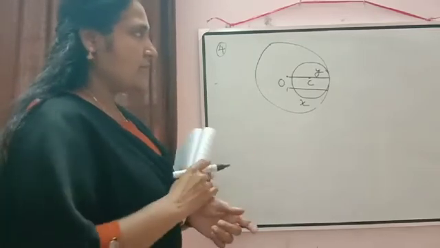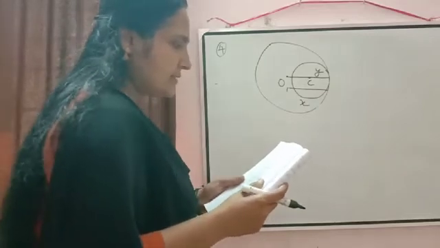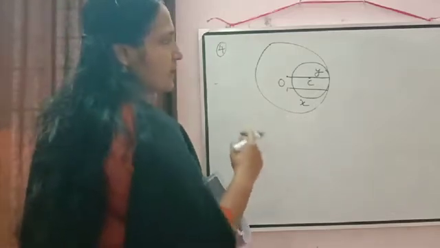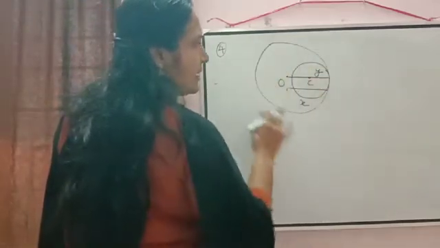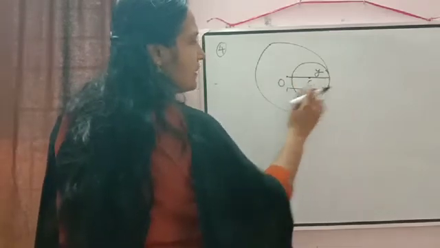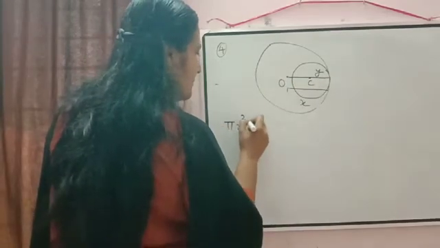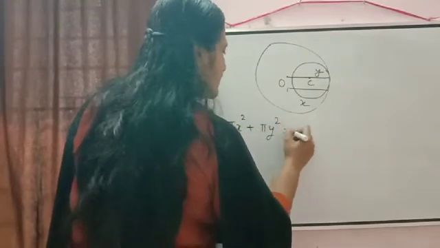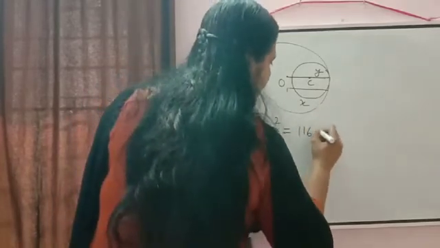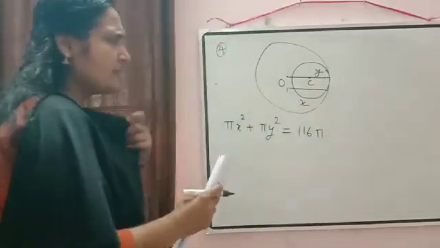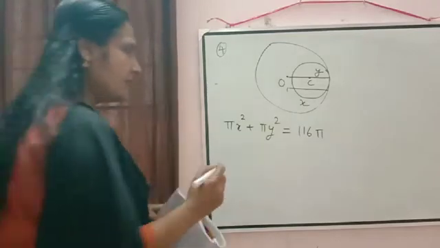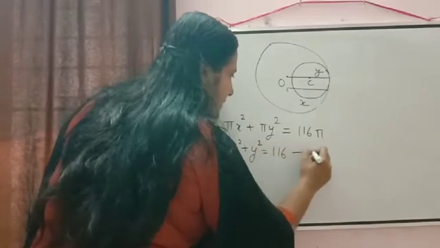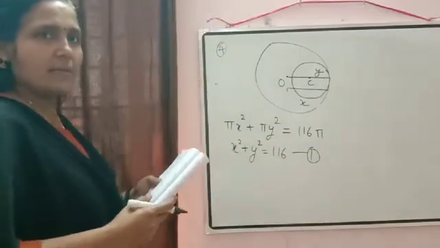Okay. Now we can check the information which is given. Again it is given the sum of their areas is 106 pi centimeter square. Sum of their area. So if you check the area of the bigger circle, radius is equal to x we have taken, so that will be pi x square, plus area of the smaller one, pi y square, is equal to, it is given, 106 pi. Again all the expressions are divisible by pi. So we can cancel it by pi, then we will get here x square plus y square is equal to 116. Make it equation number 1.